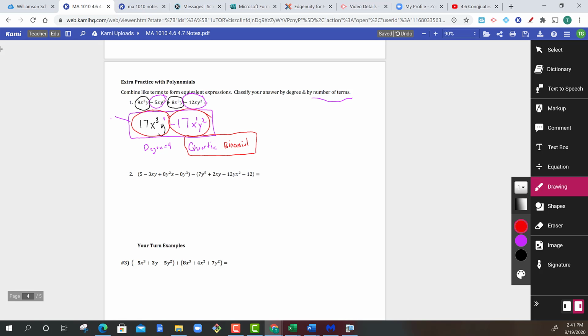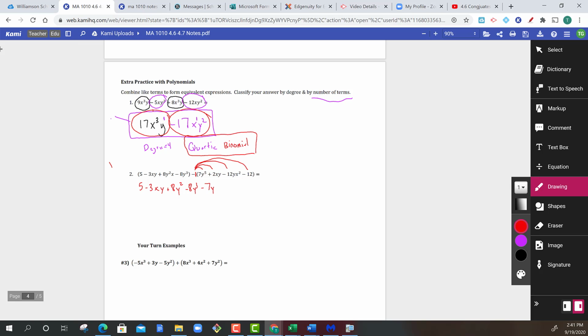All right, in this final one, we are subtracting. There are parentheses, so there's a little bit of work to do. So remember, this means we are subtracting everything in that second parenthesis from the first parenthesis. So I would encourage you to distribute the negative 1 to that second parenthesis first.